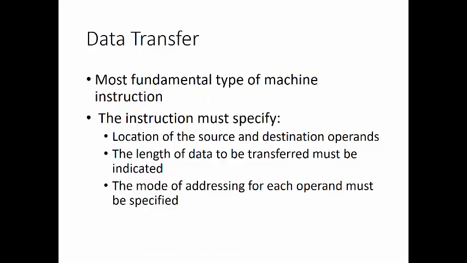Data transfer, this is the most fundamental type of machine instruction. The instruction needs to specify the location of the source and the destination of the operands. Length of the data to be transferred also needs to be indicated, and the mode of addressing for each operand must be specified. Table 12.5 on page 428 shows examples of the IBM EAS/390 data transfer operations. Note that there are variants to indicate the amount of data transferred, 8, 16, 32, or 64 bits, and there are different instructions for register to register, register to memory, memory to register, and memory to memory transfers.